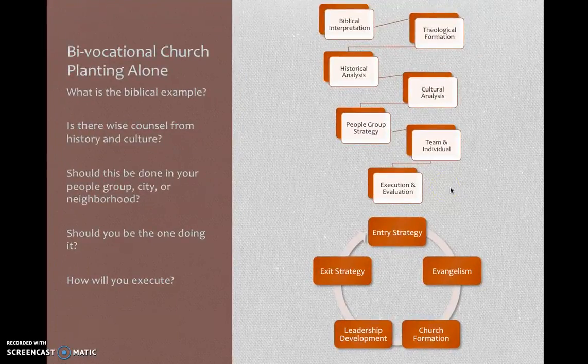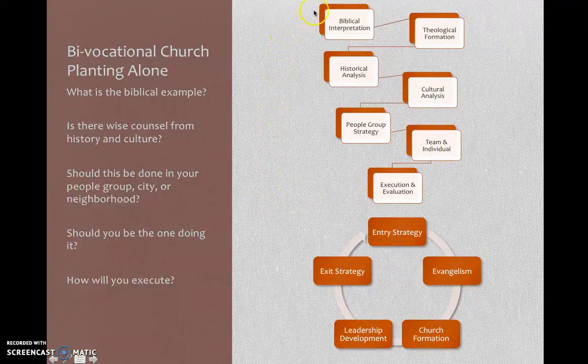All right, bivocational church planting alone. When you have a problem or a strategy that you're evaluating, this model requires you to ask some questions. What is the biblical example? Is there any wise counsel from history and culture? Should this be done in your city, people group, neighborhood? Should you be the one doing it? That's that individual team quotient. And then how will you execute?